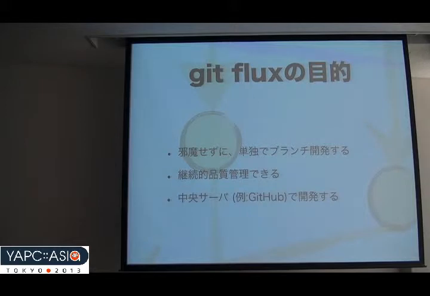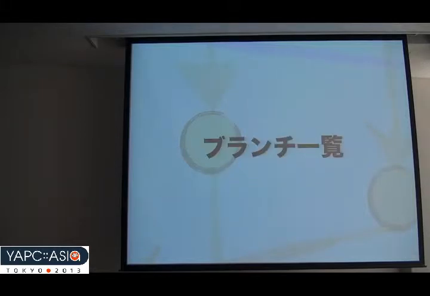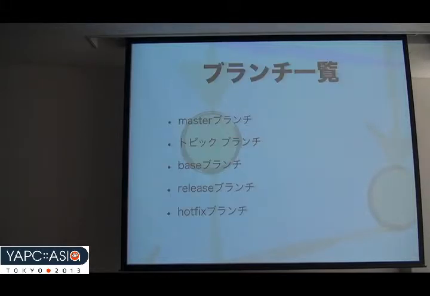So in Git flux, there are a few important branches. There's the master branch. There are topic branches, which have bug fixes and feature additions. There's the base branch. There's the release branch. And there are hotfix branches. And I'll talk about the roles of each of those branches.